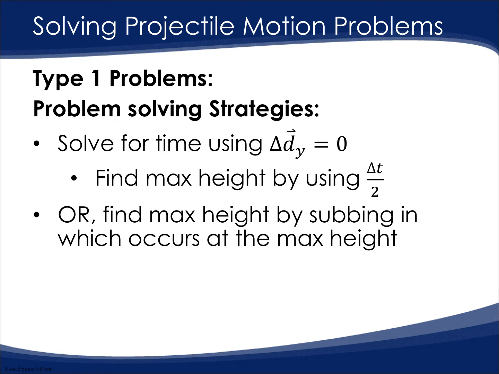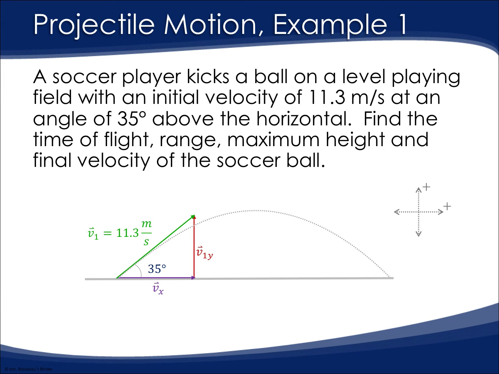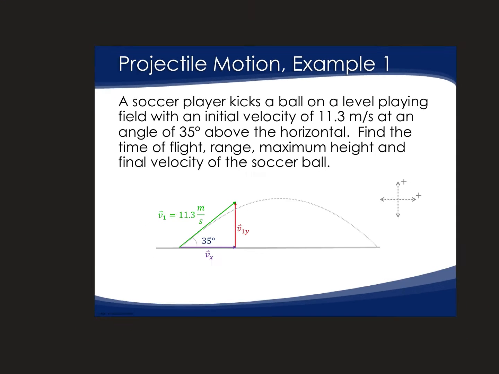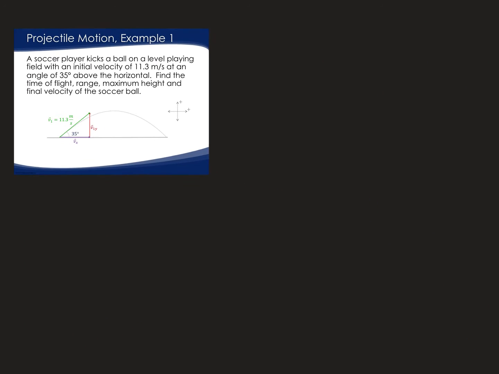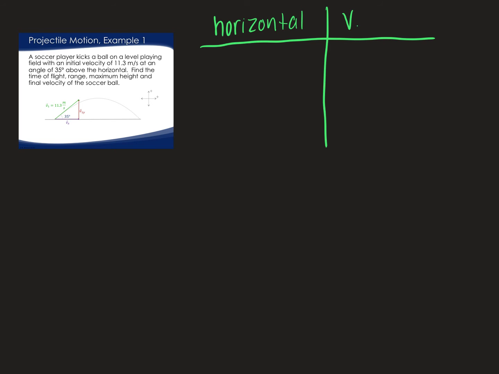So, using all of that, let's solve our first problem. Alright, so a soccer player kicks a ball on a level field with an initial velocity of 11.3 meters per second at an angle of 35 above the horizontal. Find the time of flight, range, max height, and final velocity of the soccer ball. I'm kind of shrinking that down so it's out of my way. So, I like to make a little chart. I have horizontal on one side, vertical on the other.